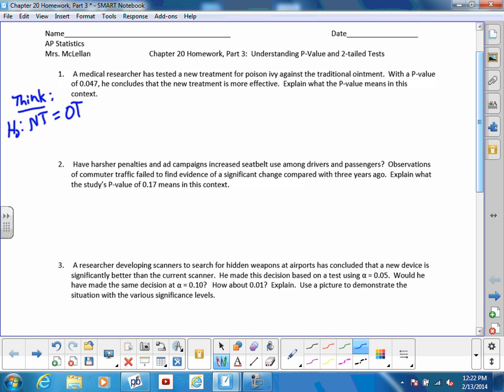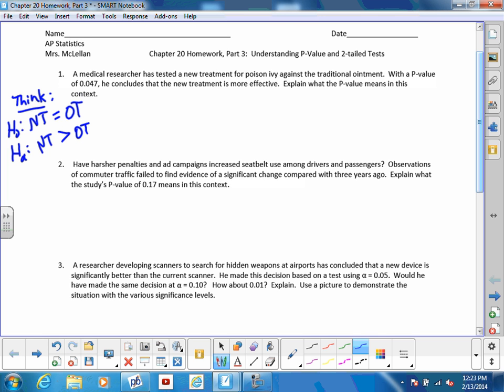Now, the alternative that would happen is that what? Whatever proportion or whatever measurement it is for the new treatment is better, so more effective. Okay, so that's what's happening.